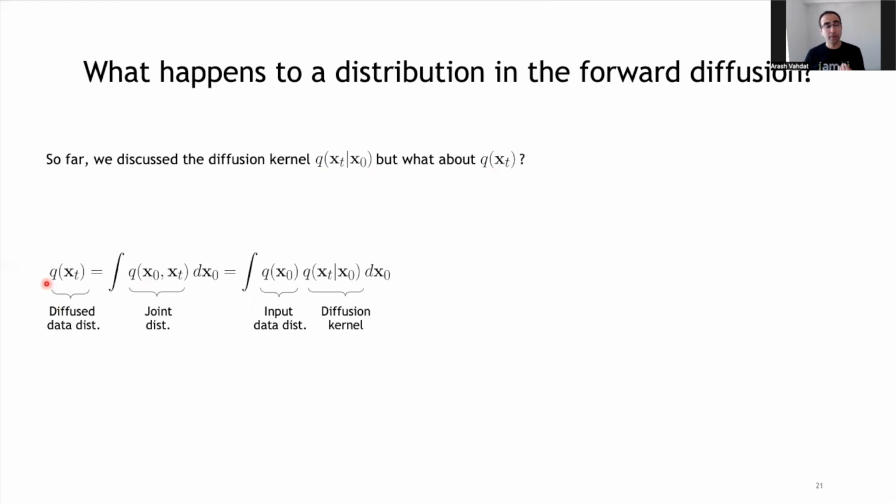In order to obtain this diffused data distribution, we first need to form the joint over clean input data x0 and diffused data xt. This joint can simply be defined as the product of the input data distribution q(x0) times this diffusion kernel, which is just a simple normal distribution. And now we can marginalize out x0. We can just integrate out x0, and this will give us the marginal diffused data distribution at time step t.